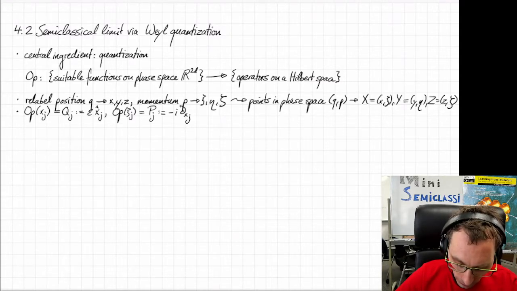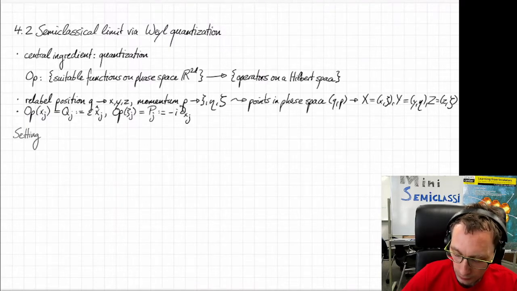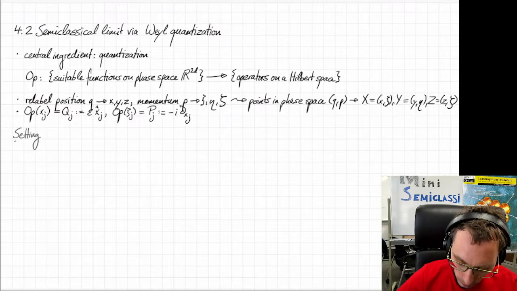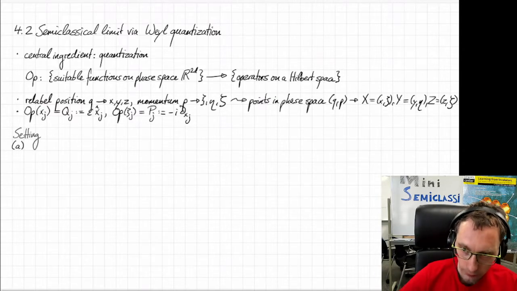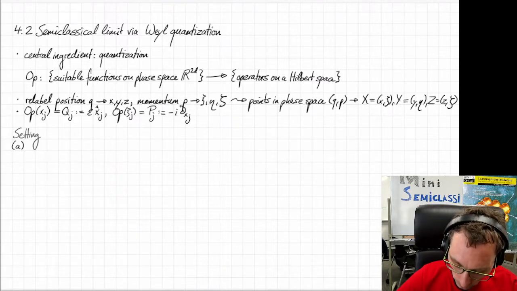So the setting is as follows. We assume that we have a pair of systems. We have a classical system and a quantum system. The classical system is characterized by a classical Hamilton function.